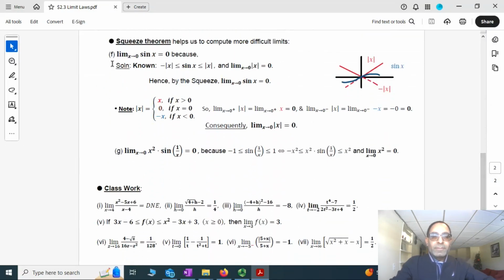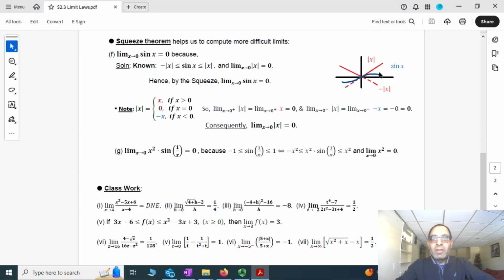Here, compute the limit of this trigonometric function sine x as x approaches 0. Now to compute this limit, we need to find out the bounds for these sine functions. If I take you to this diagram here, the absolute value of x is this red graph, and absolute value of negative x is this dashed graph, and the sine function is the blue one here.